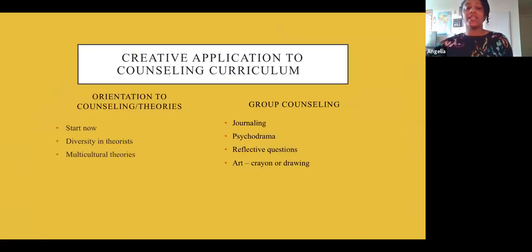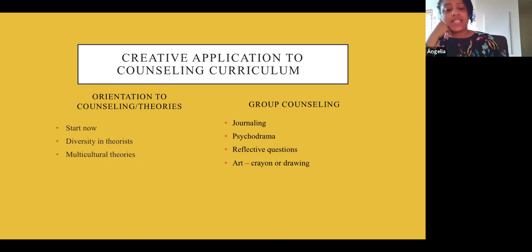One way that it can be integrated into the master's classes is to remind students that they can start now. We don't have to wait until we are licensed. We don't have to wait until post-grad to be social justice counselors and to advocate for our clients and our future clients. We can go ahead and start now. Again, you can start by signing those petitions, showing up to community meetings, starting the research, right? You don't have to wait.